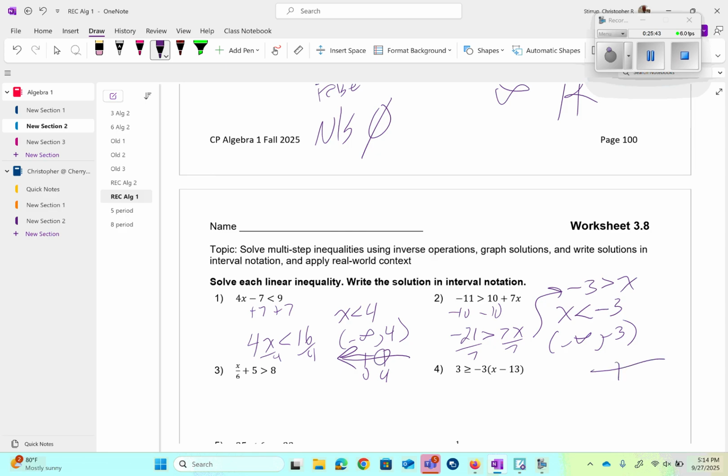On a number line, we have a negative 3 here. We have a 0 here. Open dot going left.